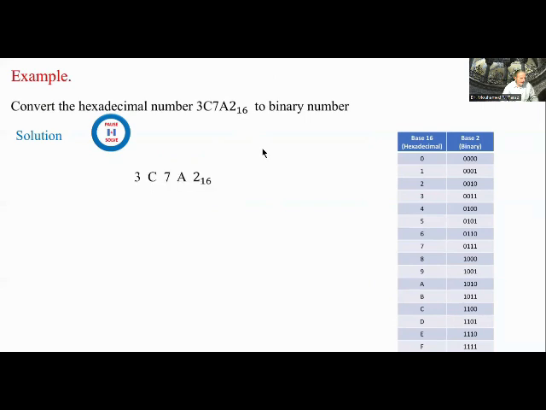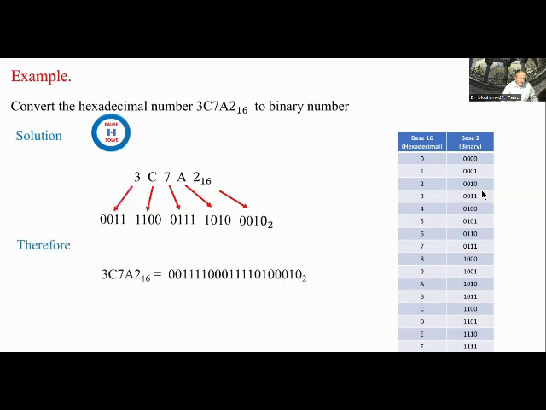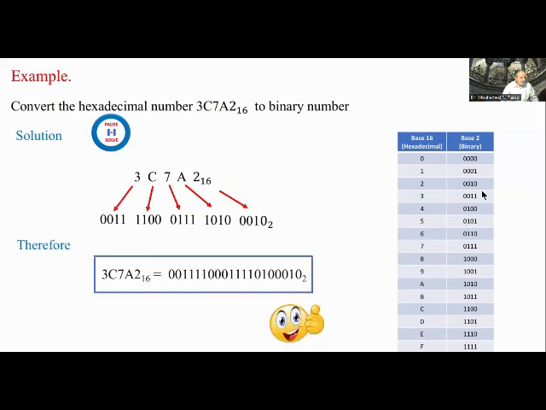Okay, let's see what you did. So that's base 16. Now I need to go from here and see the correspondence in base 2. So 2 is 0010, 6 is 0110, and then A is 1010, 7, C, 3, and here is your conversion, base 16 to base 2.